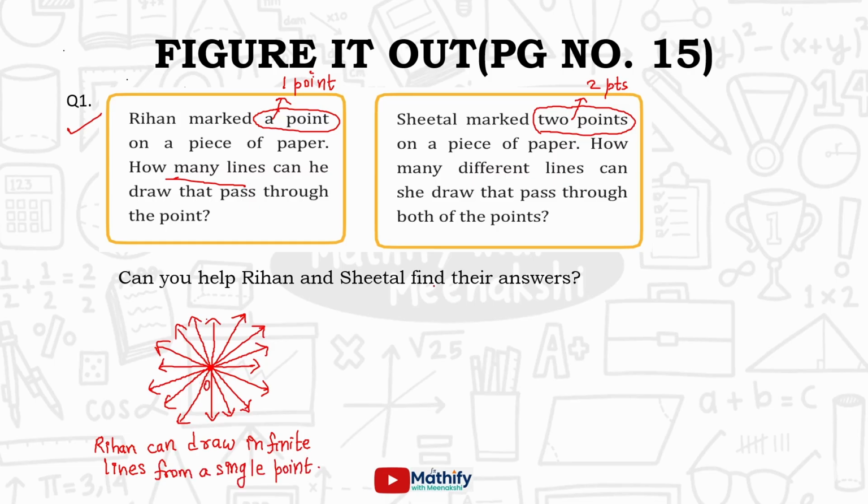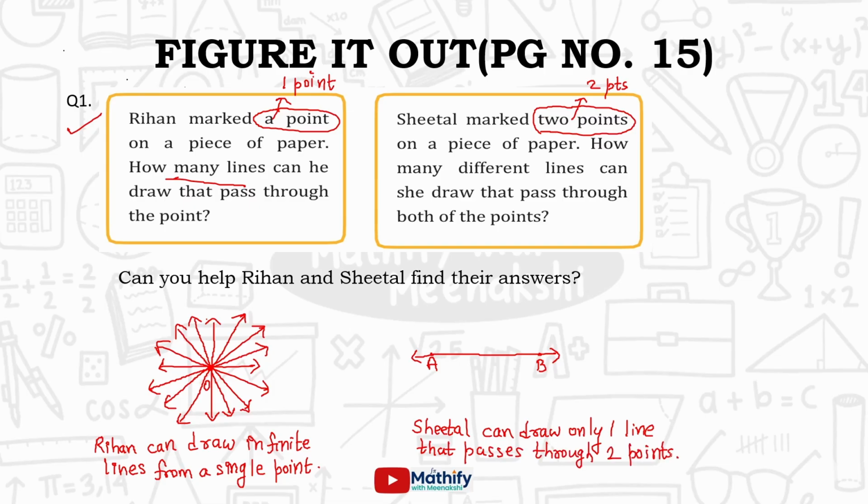Okay, now let's move to Sheetal. Sheetal has 2 points. So how many lines can he draw? That will pass through both the points. Only a single line you can draw. Yes, the points are A and B. That means from 2 points you can always draw only one line. So I will write that Sheetal can draw only one line that passes through 2 points.